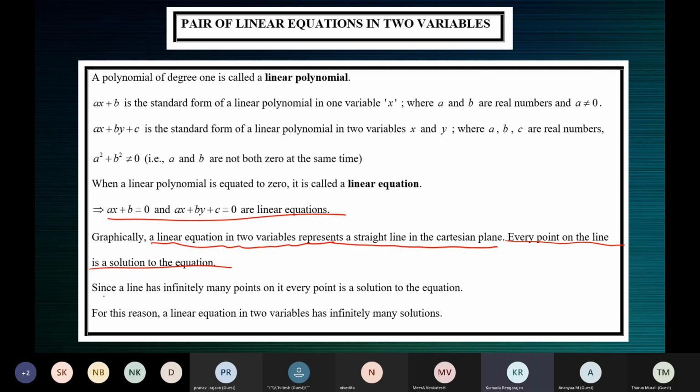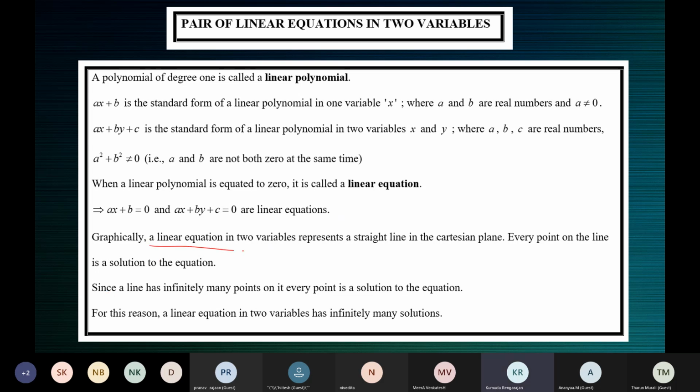So now, when it's a straight line, how many points are there on the straight line? Infinitely many points. So that means a linear equation in two variables has infinitely many solutions. We've seen it again. Why am I repeating? We've seen it last year, because you shouldn't think that I'm not explaining it clearly. So all this is a recall from last year.